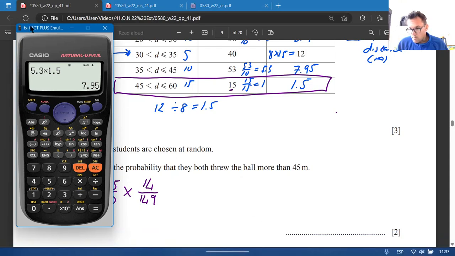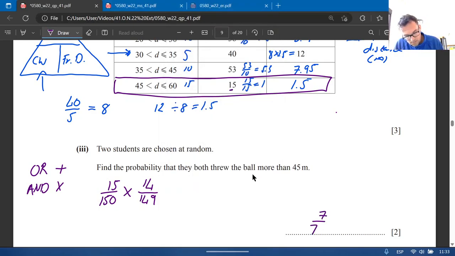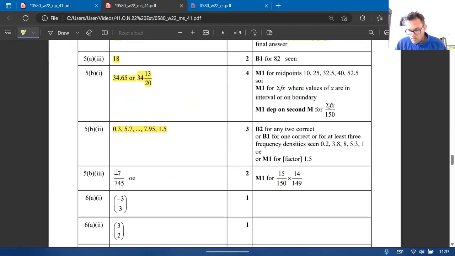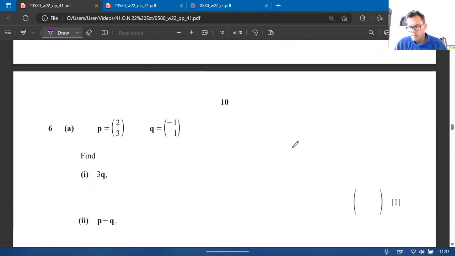Okay, so we put that into our calculator. And we get the answer 0.0094. Yep, that's what they want, or equivalent, meaning you're writing it as a decimal, and the working out is there exactly like I showed you. Excellent.